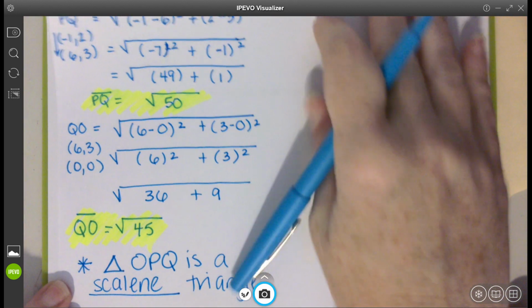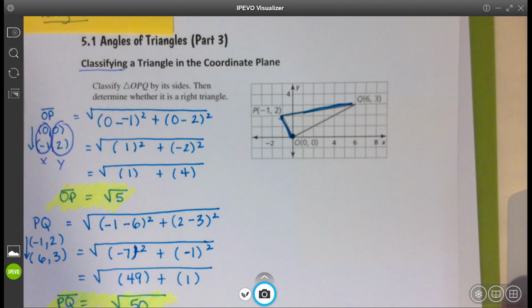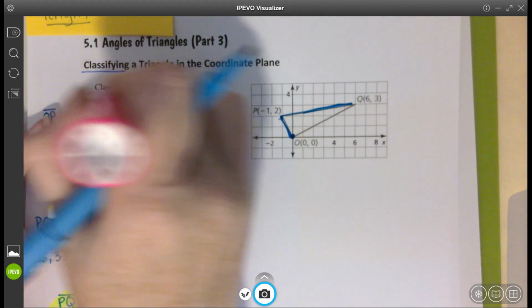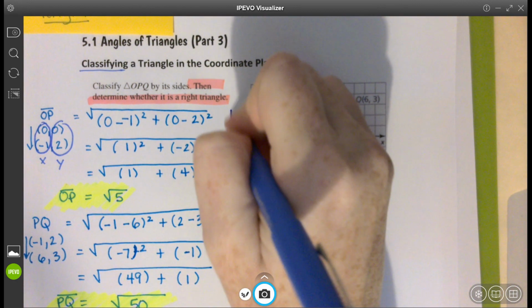Now, notice I left this side empty because we're really not done with the problem. We're going to go right back up. We only finished part 1. The second part says, determine if we have a right angle in this triangle. Okay, so I'm going to draw a line here to break up my work.